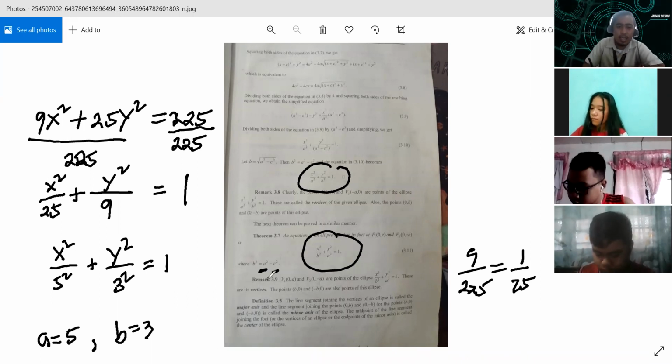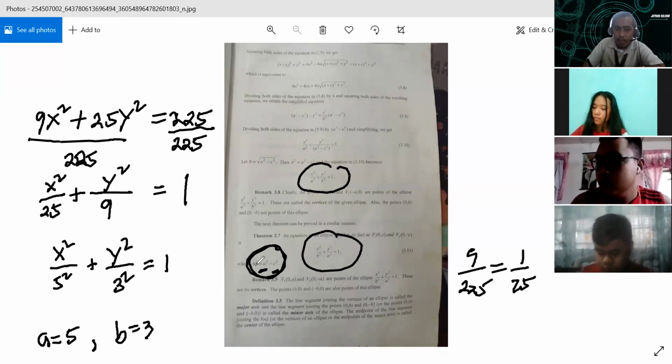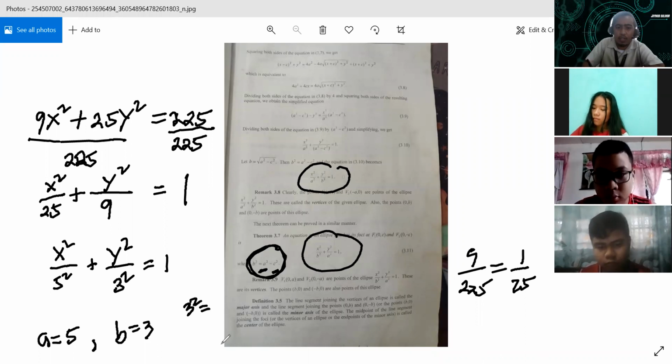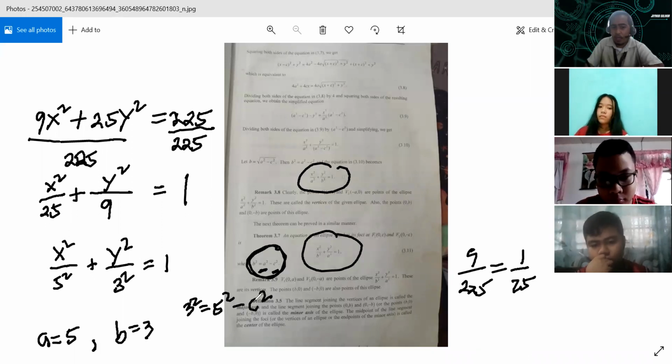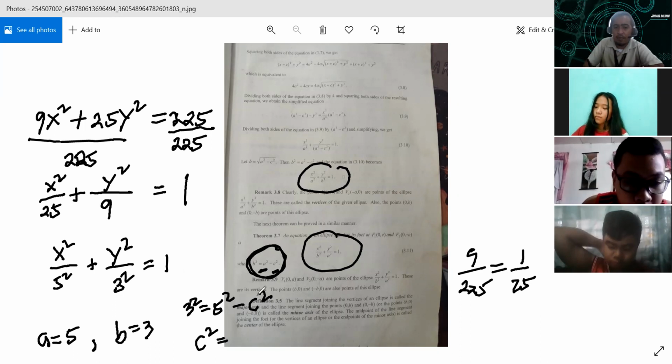And how to get the c? We need to use this equation. We have the value b, and we also have the value a. So your b is 3, so that will be 3 squared equal to, your a is 5, so that will be 5 squared minus c squared. Then we transfer the c squared to the other side and the 3 squared to the other side. So it will be c squared, positive because you transferred it, and it will be 25 minus 9.